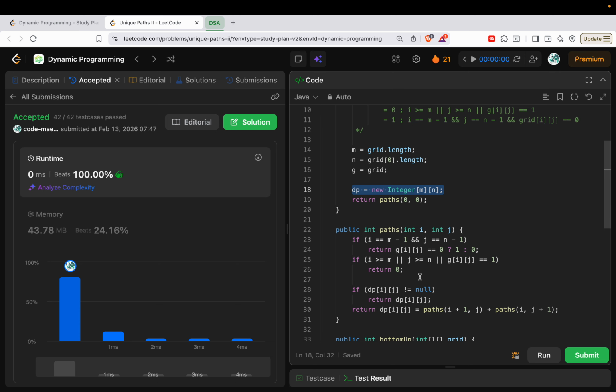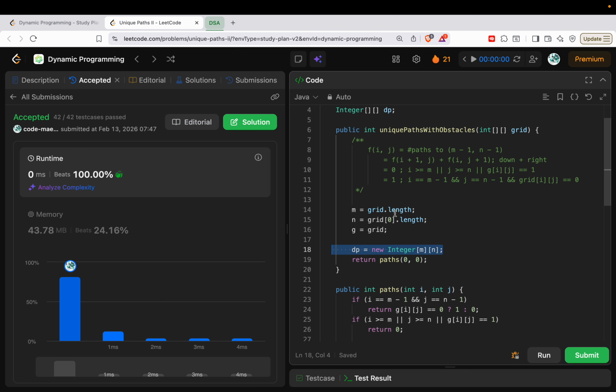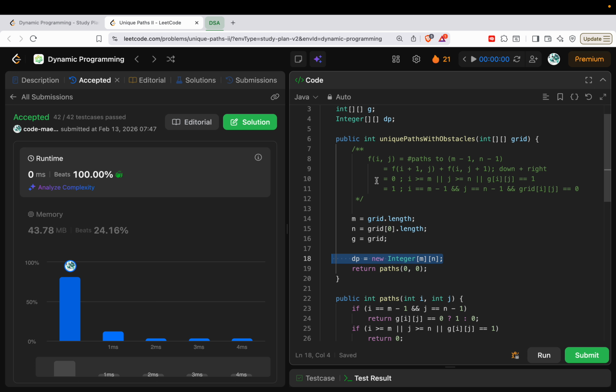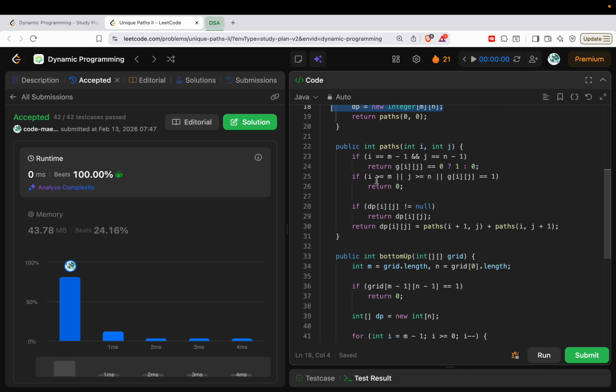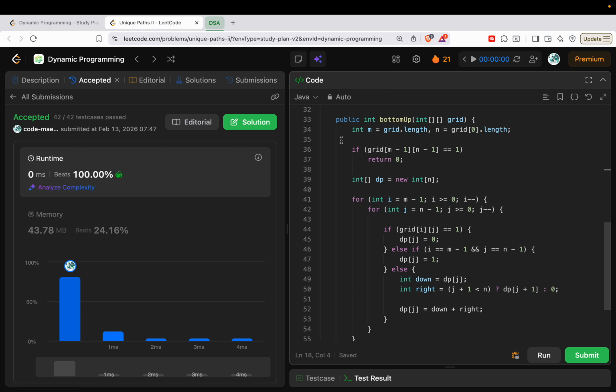And what is the space complexity? Space complexity is the extra space required for our algorithm, right? So we have used additional space of m into n again, so the overall space complexity is also big O of m into n. In this approach we have solved using recursion, right? You can also solve it using iterative fashion, which is the bottom up approach, which I have mentioned over here.